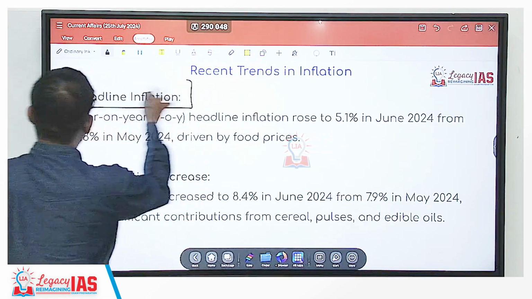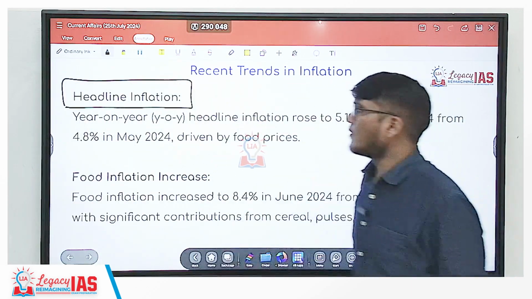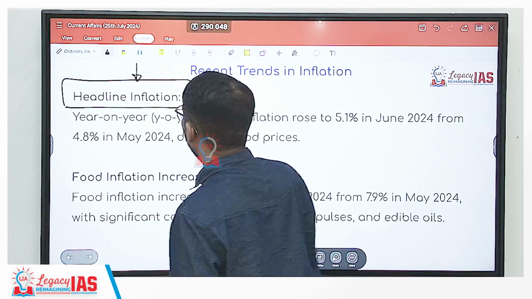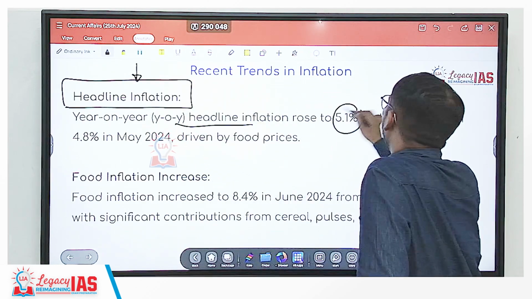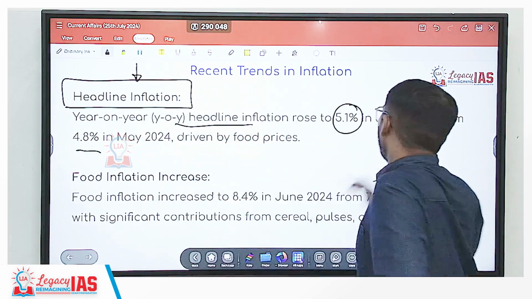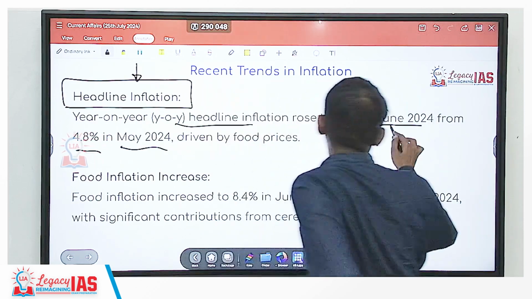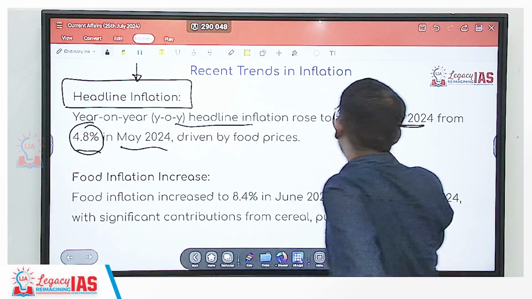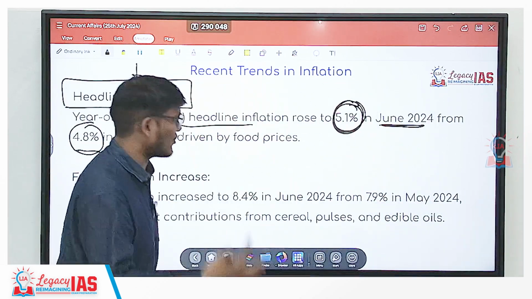Okay, so let us see what has been the recent trends in inflation. When you talk about headline inflation, along with the trend, we will also see what it means. So when you look at the trend of headline inflation, the year-on-year headline inflation has risen to 5.1%. Earlier it was 4.8% in May 2024 and in June 2024 it is 5.1%. So it has increased substantially.